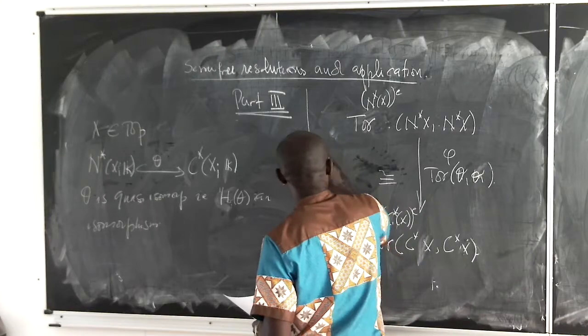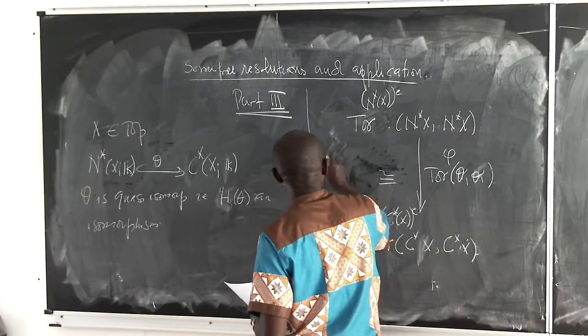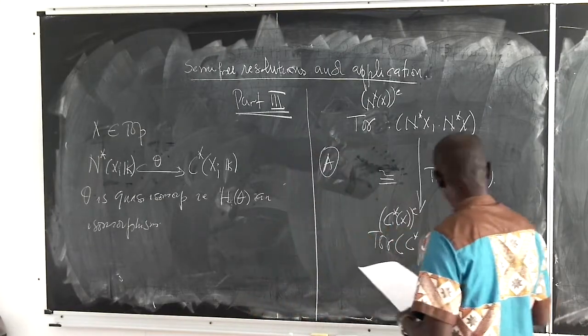This is one of the results. Let me call this result A. Okay. Proposition.